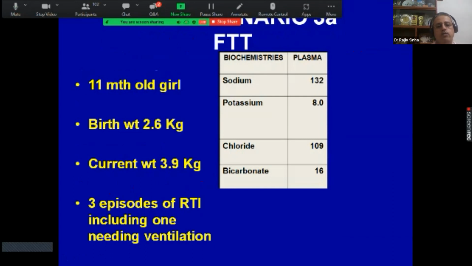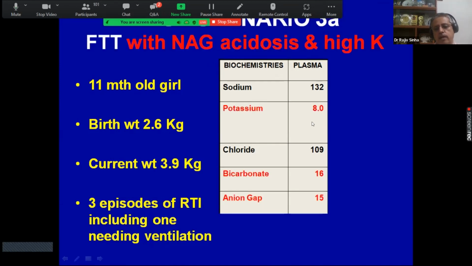We will now move to our third case scenario. An 11-month-old girl with a birth weight of 2.6 kilos and a current weight of 3.9 kilos. So again, failure to thrive. She had 3 episodes of respiratory tract infection, including one needing ventilation. And this was the initial biochemistry. What you can see here is that again the anion gap is normal, but in contrast to the previous child, this child has hyperkalemia.